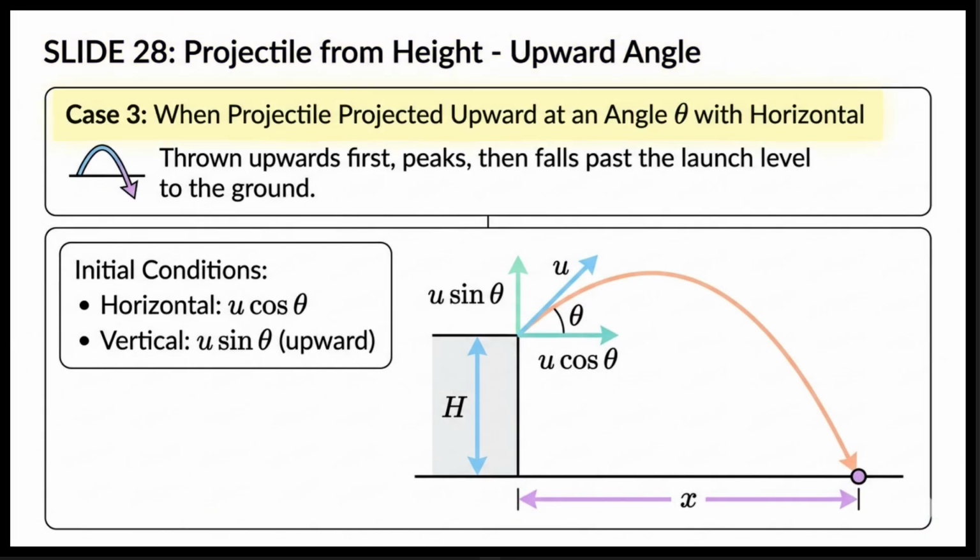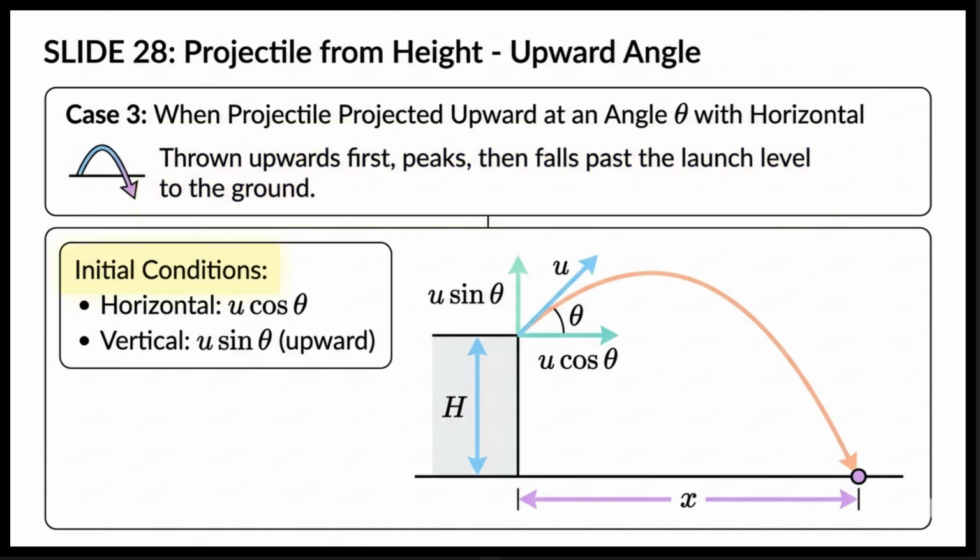Case 3 is the most complete launch scenario. The projectile is thrown upward from a height at angle theta above the horizontal. Unlike the previous two cases, the object first rises above the launch point, reaches a peak, then falls all the way down to the ground, well below the launch height. The picture hints at this upward first trajectory.